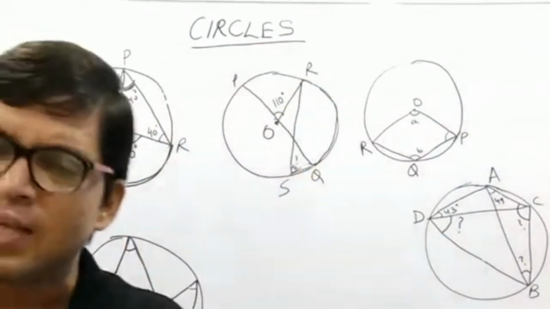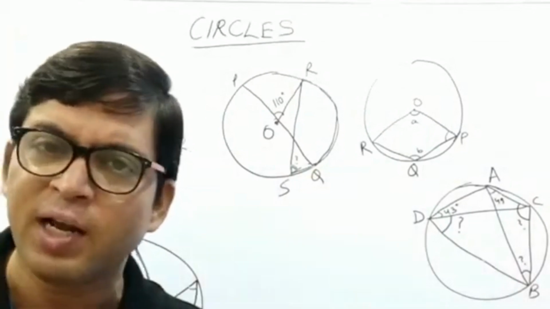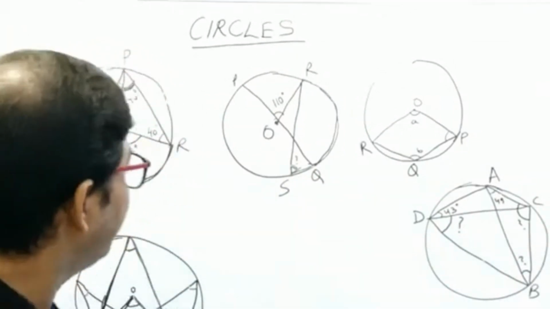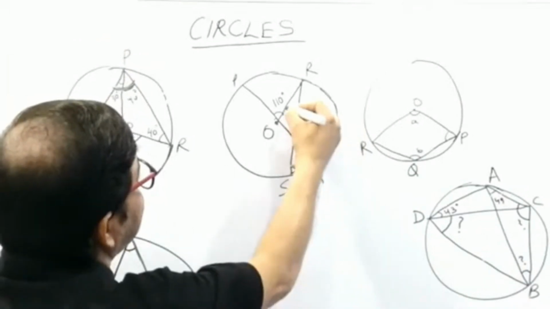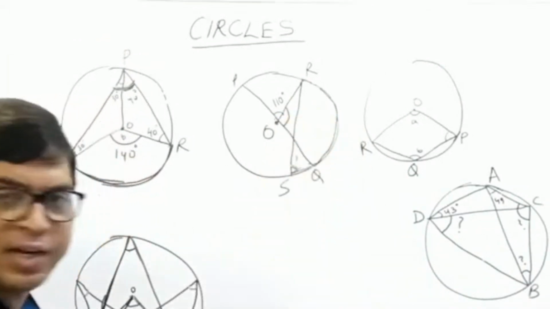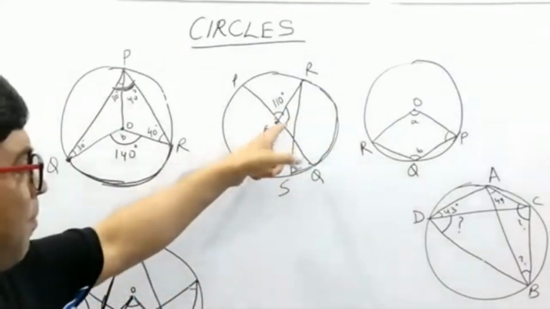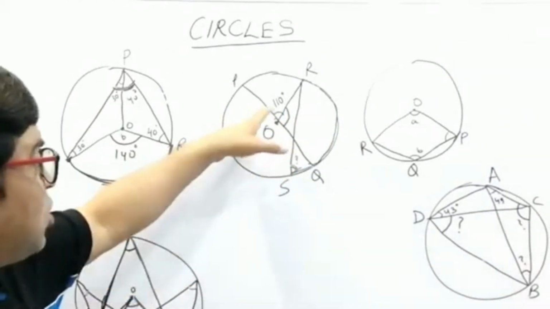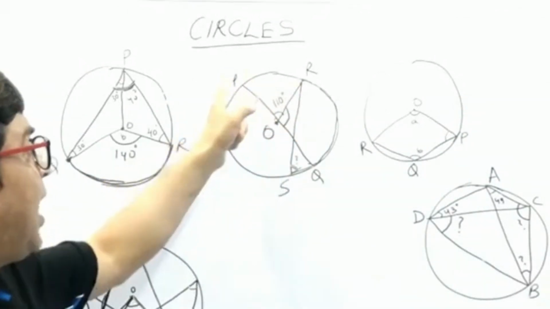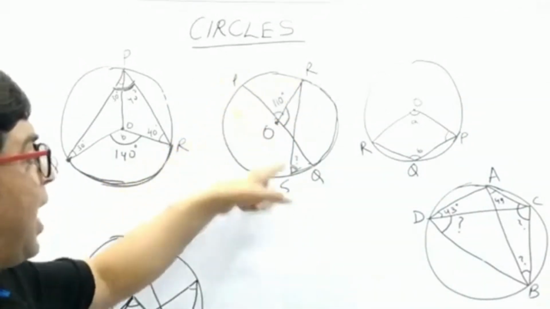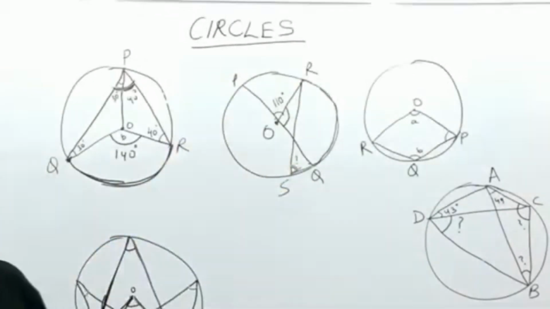Is it making some angle at the center of the circle or not? We have to see. This same arc is making an angle at the center of the circle, so we can apply the double relation. This has got no relation with this angle, because this angle is being made by arc PR, and this angle is not made by PR.